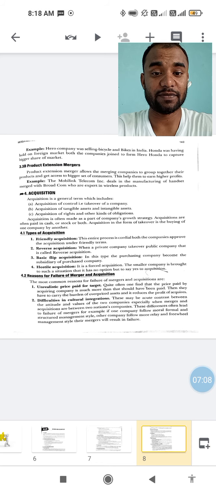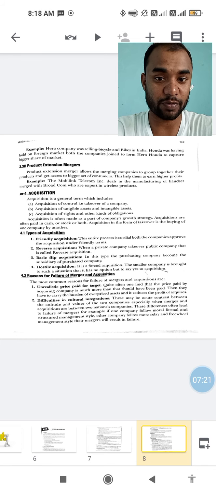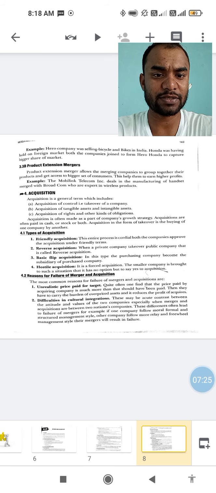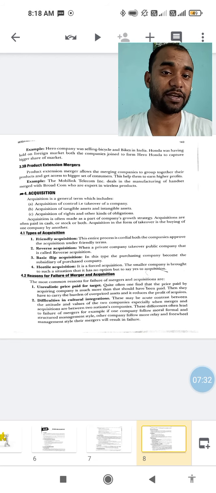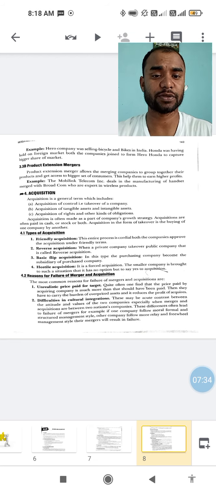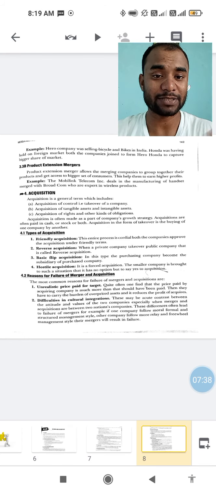By the name itself, you will know: a product extension merger allows the merging companies to group together their products and get access to a bigger set of consumers. This helps them to earn higher profits. Example, Mobilink Telecom Inc., which manufactures handsets, with a broadband company which are experts in wireless products. So, one manufactures handsets and one manufactures wireless products. This is a combination of product extension where products are being merged.